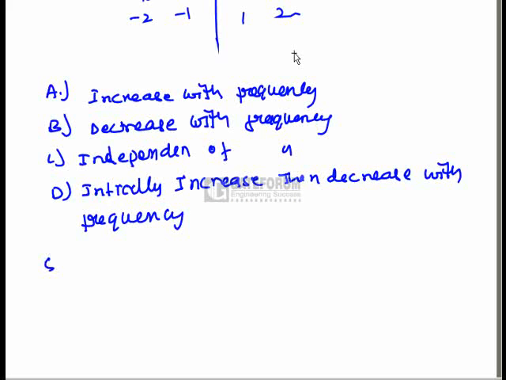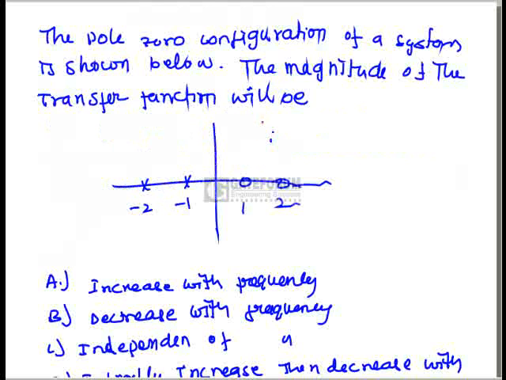Question is, the pole zero configuration of a system is shown below. The magnitude of the transfer function will be. So here he is asking, a pole zero plot is given here, and what is the magnitude of the system with respect to frequency. If you observe the options, all are in terms of the frequency. Option A indicates increase with the frequency, option B indicates decrease with the frequency, option C independent of the frequency, and option D indicates initially increase then decrease with the frequency. So these are the options given here.